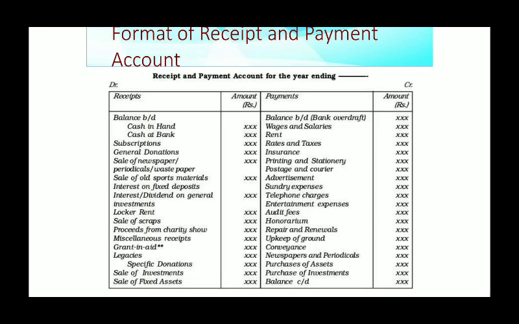Format of receipt and payment account is given. You can see the various items lying on the receipt side. It contains all the items from where you can have receipt, like subscription, donation, and some other sale proceeds. Even sale of assets and receipt of loans are recorded on the receipt side, and on the payment side you will get all the expenditure, capital and revenue, which are actually being paid during the year in order to run the non-profit organization.